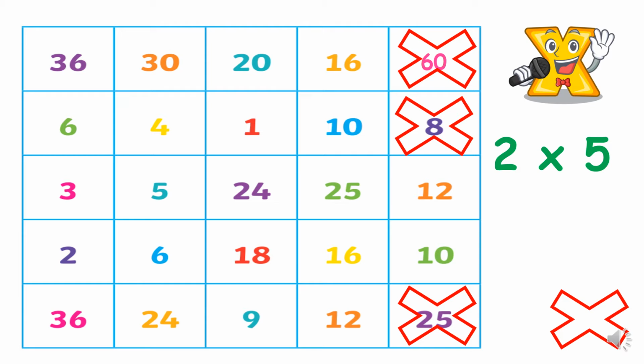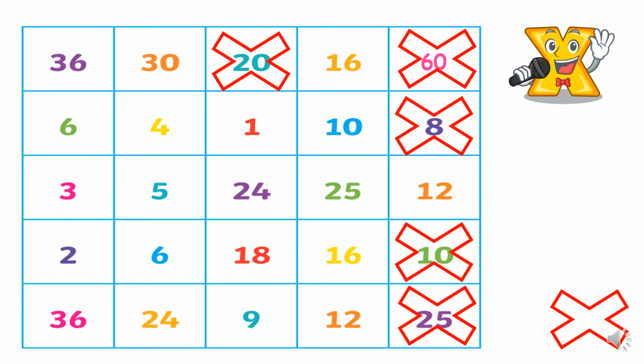2 times 5. We can also think of it as 5 times 2 as well. 2 times 5, it is 10. Well done if you got that correct. Whenever we times anything by 2, we're doubling it. 4 times 5, so 4 groups of 5, so count in fives 4 times. 5, 10, 15, 20. Well done, it was 20.